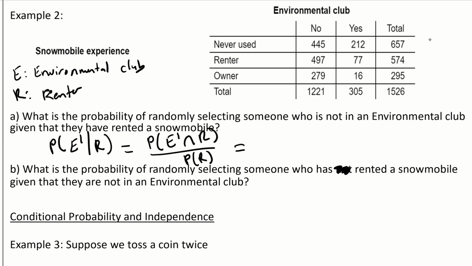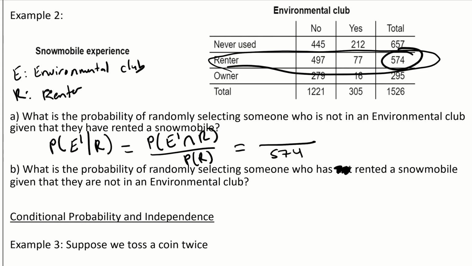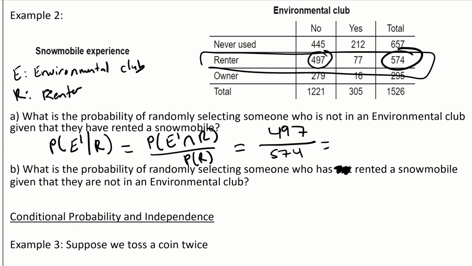All right, so you can use a two-way table for that. So you want the probability that, given snowmobile, given that they rented, so given this guy, that's in the denominator. Given that, how many people were not in a club? Well, it's these guys, right? So given these renters, 497 were not. And that's your probability. Okay, so that's going to be 0.866. Now, if you were to use this formula, it would be 497 out of 1526 divided by 574 over 1526. But then you would notice that the 1526 will cancel, leaving you with what we just got here.